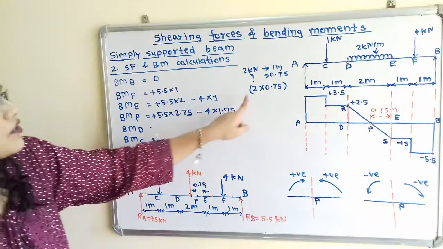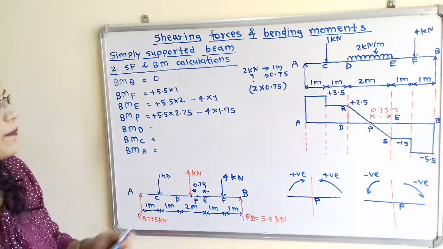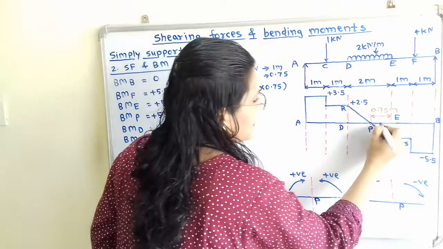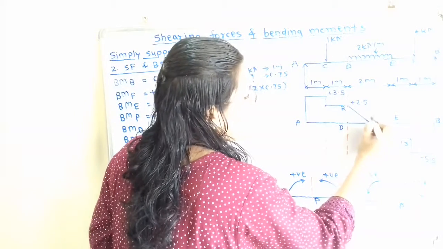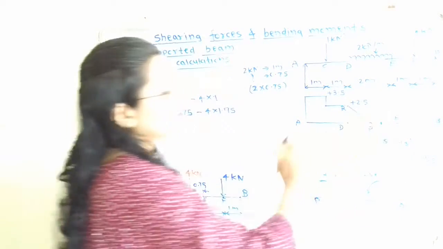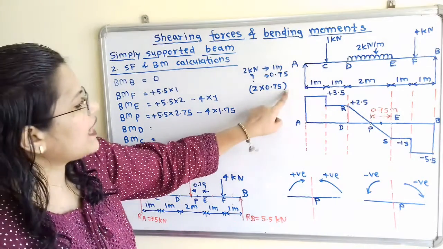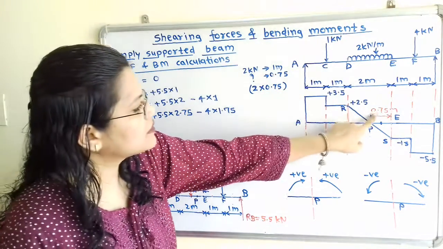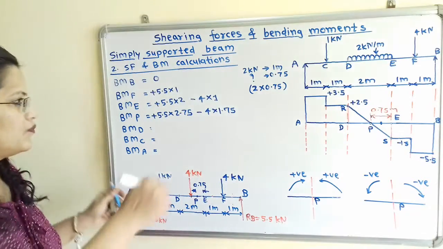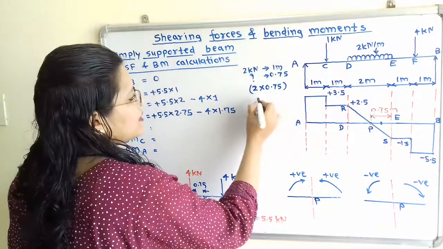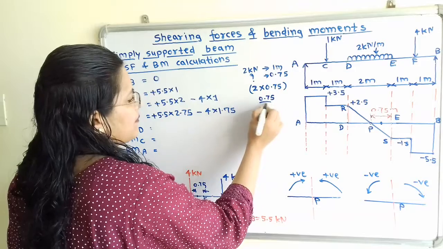So this is the load, and where is the point of application of this load? That is the center point, and this center point is in between this 0.75 meter span. How to calculate this? We have to calculate this with 0.75 by 2. So this point of application is at 0.75 by 2.